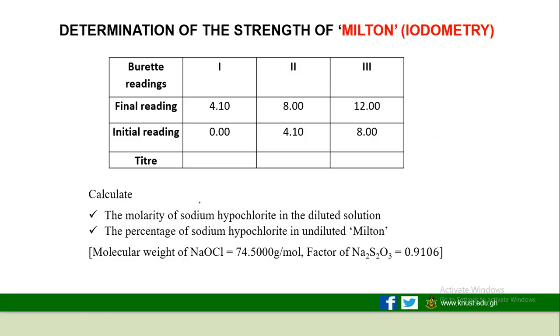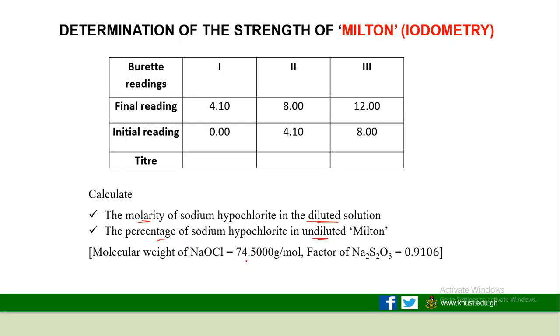Now we have our table. Always when we have our table, we do our subtractions. And then we get our average titer. We look at the calculation for the average titer in the next slide. Then the question that we have here, we are supposed to calculate the molarity of the hypochlorite in the diluted solution, and then we have to get the percentage of sodium hypochlorite in the undiluted melting. So first we are looking at the diluted solution. We are getting the molarity for the diluted, and then now we are getting the percentage. Second one, percentage for the undiluted.